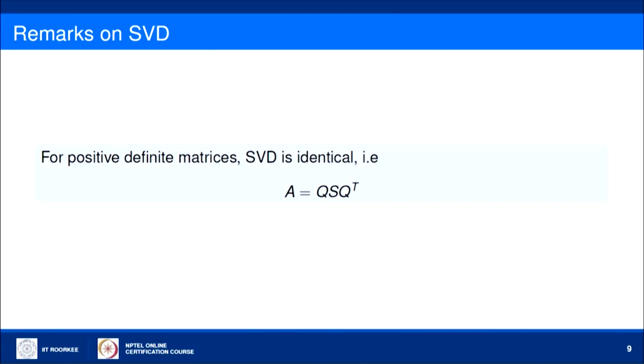So, there is a remark on singular value decomposition. If A is a positive definite matrix, then SVD is identical to Q S Q transpose. So, it is identical to some sort of factorization, or what I will say, diagonalization. And basically it will be diagonalization only.